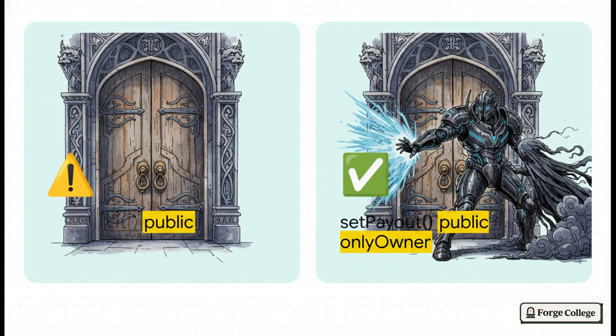Now let's build on that for our next fix. We bolted the back door shut, but the front door was still totally unguarded. So we take our setPayout function and we slap our security guard right on the front of it. setPayout public onlyOwner. Now the function is still technically public, meaning anyone out there can try to call it, but the very moment they do, the onlyOwner modifier intercepts the call. If their address doesn't perfectly match the owner's address, boom, they get kicked out immediately.